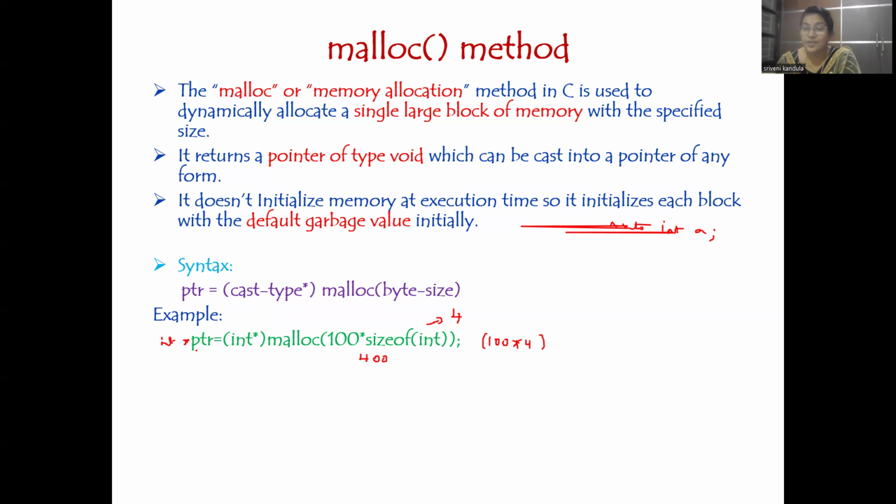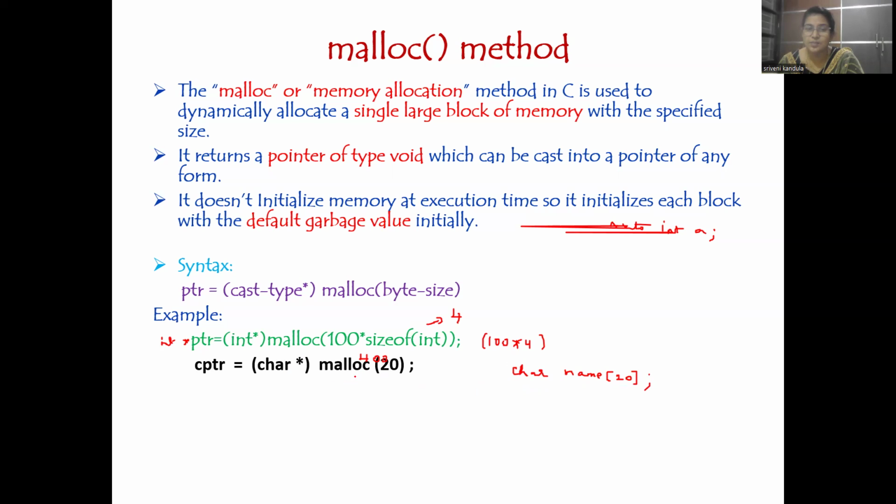Okay. So I requested for 400 bytes. What happens if that much space is not available? Okay. So here you can see one more example. Suppose, as I told you, we are taking a character array to store the name whose size is 20. So for this, I want to allocate the memory dynamically.